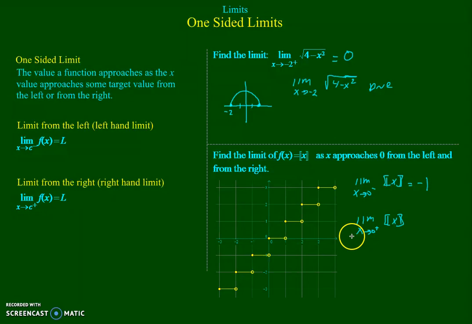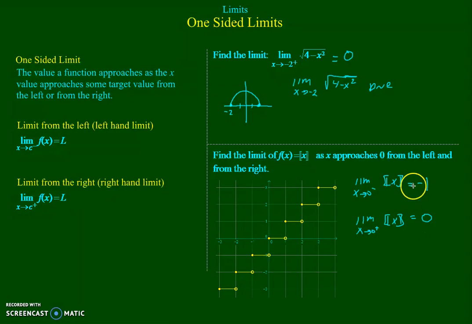And from the right, if we're coming at it from this side, when we have 0.5, again, it rounds down, so it slides down to 0. 0.8 slides down to 0. As we get closer and closer to 0, 0.1 slides down to 0. So the limit of this greatest integer function as x approaches 0 from the right is 0.